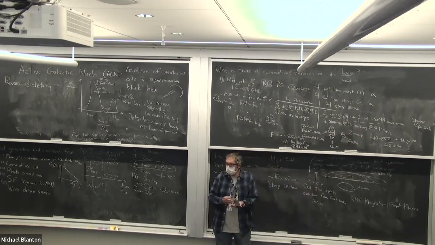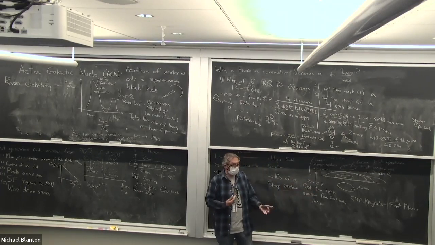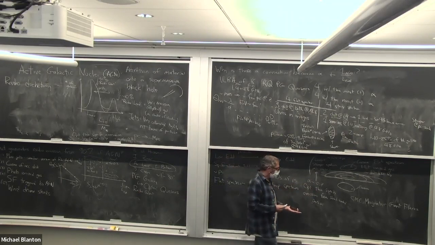Another possibility is, well, if the Eddington ratio is increasing, you're getting more radiation. And you might be getting a radiatively driven wind. If the wind is going fast enough, that will shock the surroundings, producing radio.